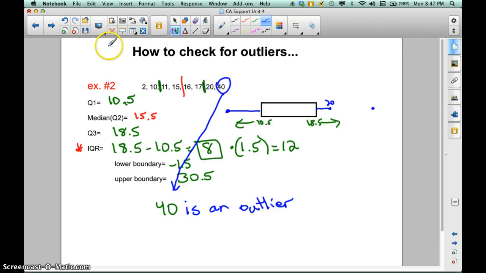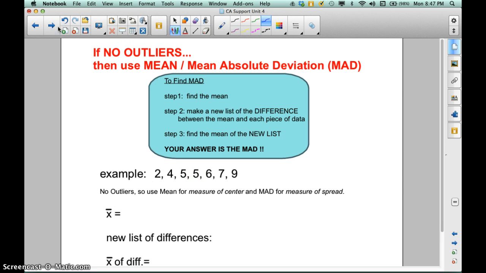You'll practice outliers more in class, but remember, if there is an outlier, you're going to use median, and if there is not an outlier, you will use the mean. Those are the measures of center to be used. So if there are no outliers, we're using the mean, and then for spread we're going to use mean absolute deviation, or MAD, and that is the only term that you're not familiar with yet.